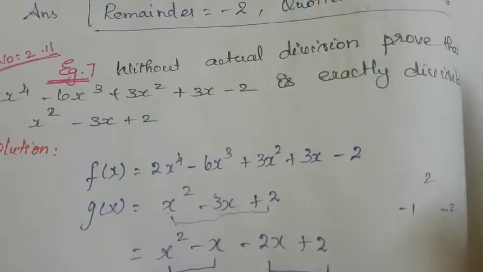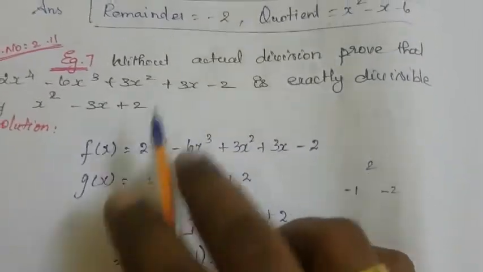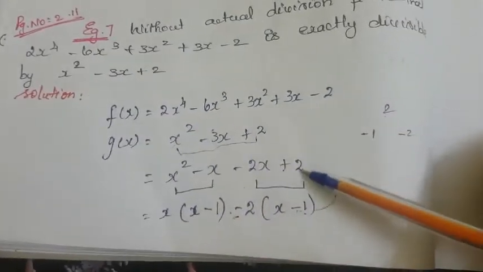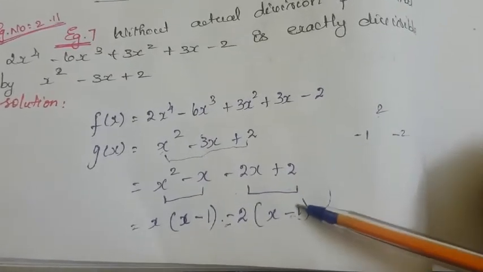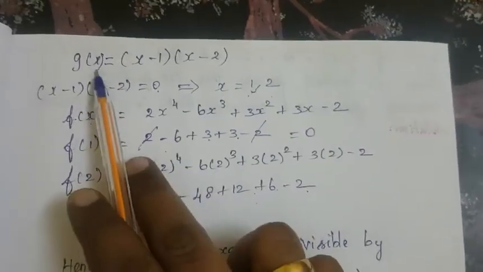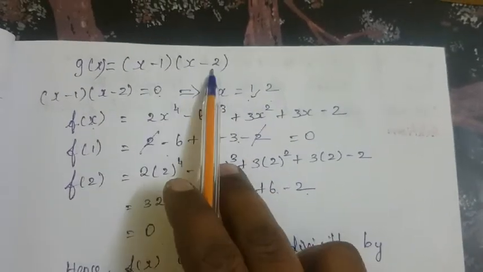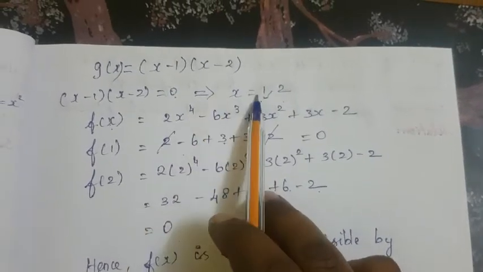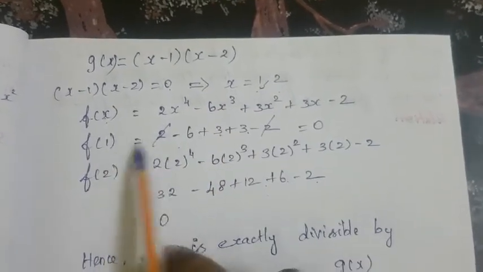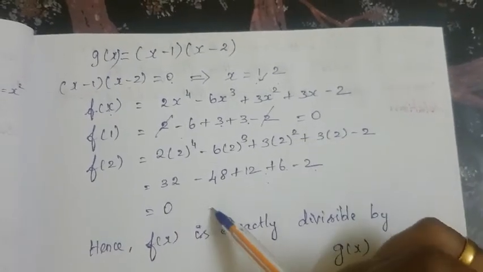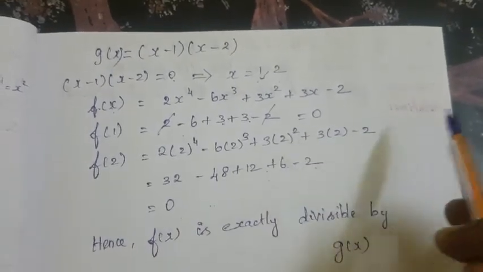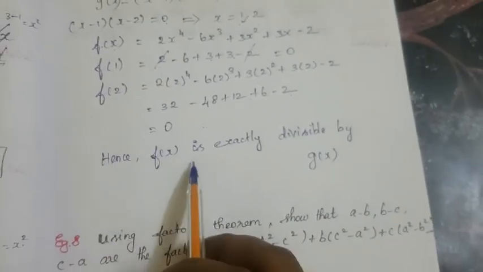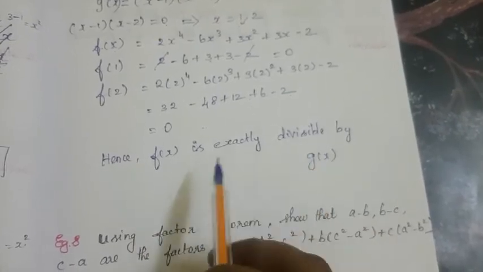So first, we made the first polynomial f of x and the second polynomial g of x. Then by splitting the middle term, we factorized g of x. In that we got two factors. We equated those two factors to 0. Then we got the x values. With the x values we substituted in f of x. Then we got the value 0. If it is 0, according to the theorem, if p of x is 0, then x minus a will be a factor. So hence this f of x is exactly divisible by g of x.